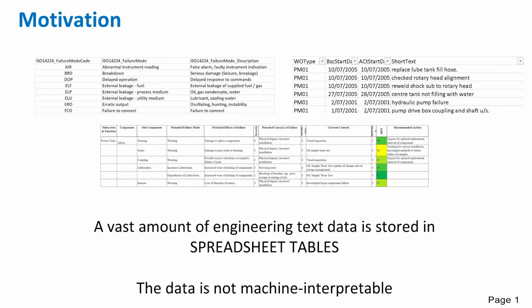The motivation for this work is obvious to anyone who is working as an engineer in industry today. Spreadsheets are the default way for engineers to capture and share data. A vast amount of knowledge is locked away in this format. This data is in a digital form, but it's not machine interpretable. This limits its use for artificial intelligence and other digitally based applications.